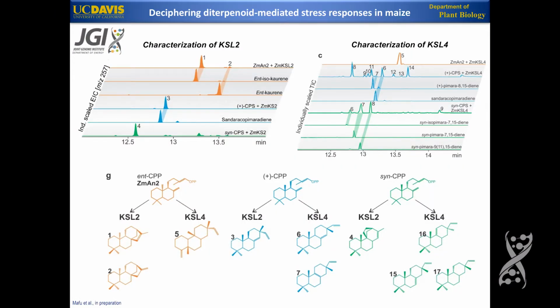And it also can produce a number of different products using plus CPP and syn CPP. And so even with these few combinations, 3 different class 2 enzymes, 2 different class 1 enzymes, we can already create 10 different scaffolds that now can be functionalized by cytochrome P450s and further expand chemical diversity and defense capacities in maize.